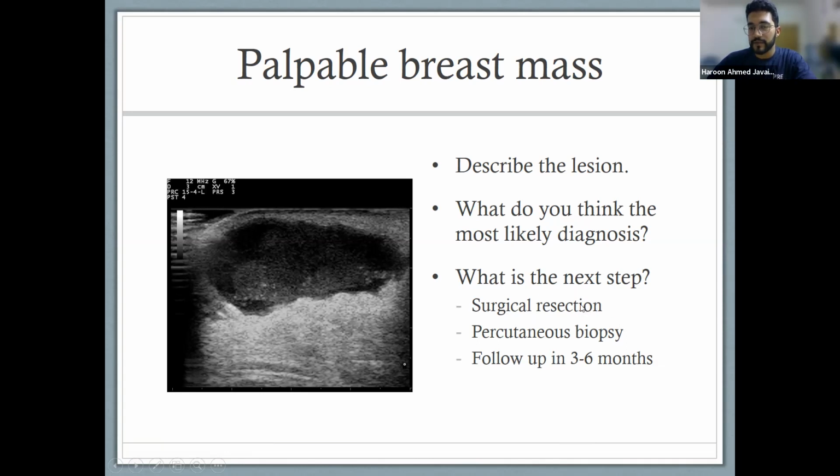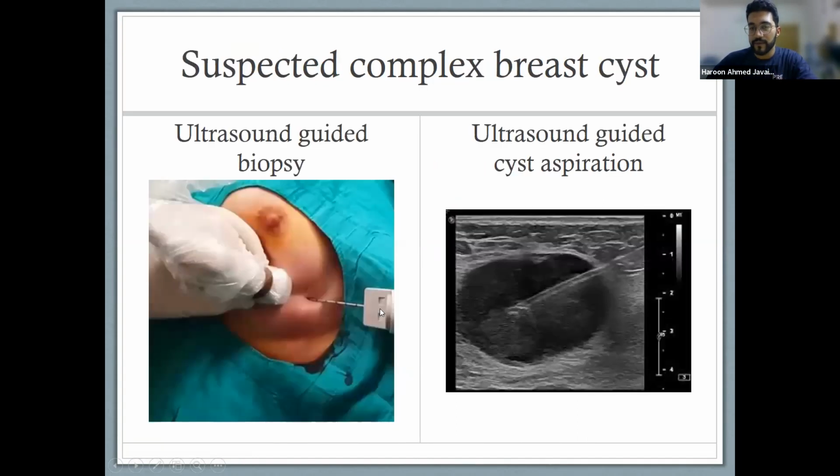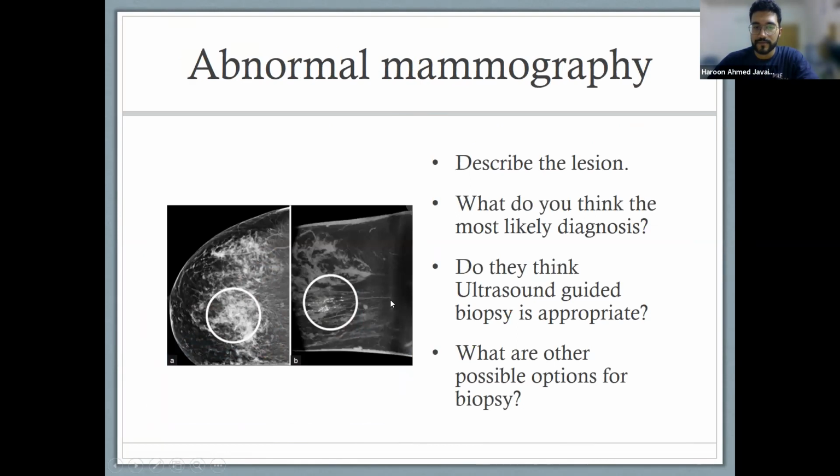We would never go for surgical resection right away, okay? The next step is always going to be either biopsy or follow-up. So in this case, we want to make sure of the biopsy. So again, we do an ultrasound-guided cyst aspiration. It was apparently a complex cyst. So we do an aspiration, we send it to pathology. Pathology helps us out.